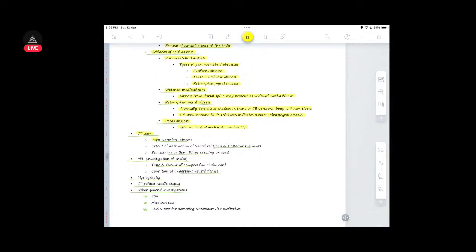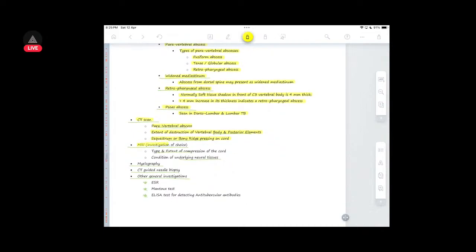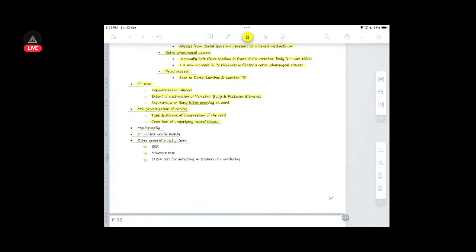A CT scan can be performed, wherein you will find a paravertebral abscess, the extent of destruction of the vertebral body and posterior elements, and a sequestrum or bony ridge that may be pressing on the cord. MRI shows the size, type and extent of compression of the cord, and the condition of the underlying neuronal tissue. Myelography and CT-guided biopsy can be done. Other general investigations are ESR, Mantoux test, and ELISA for detecting anti-tubercular antibodies.